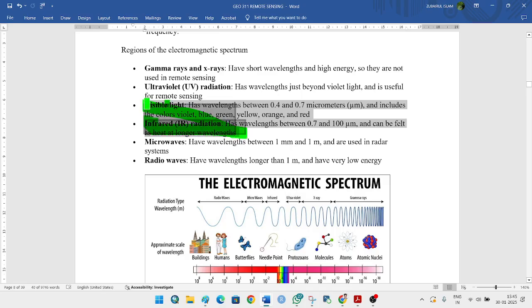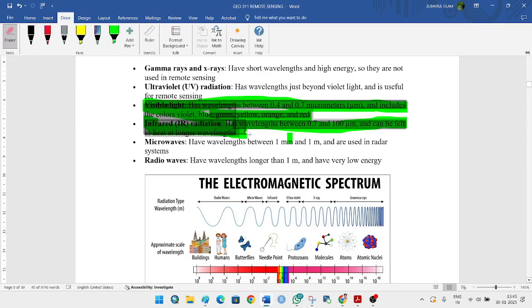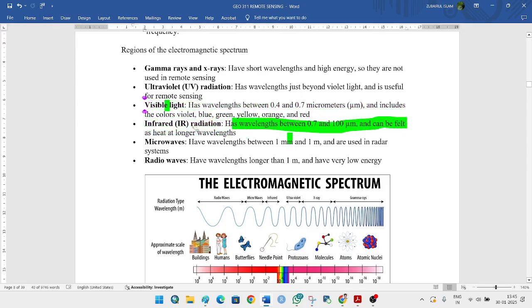This part is very important. We'll discuss in detail this one here. Okay, so visible light is important here.